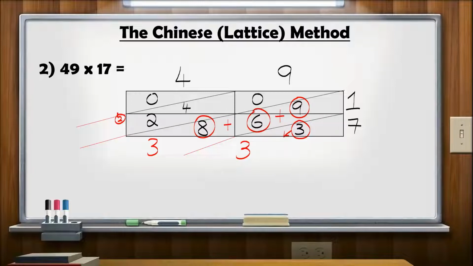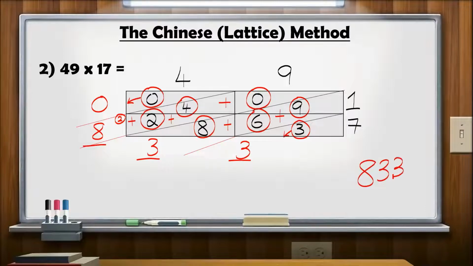In my next diagonal column, I have the number 0, the number 4, the number 2, and the 2 I carried over from my previous diagonal column. I will add these numbers together. So 0 plus 4 is 4, plus 2 is 6, plus 2 is 8. And finally, in my last diagonal column, I have 0 on its own, and I'll bring that down. So the total of 49 times 17 is equal to 833.